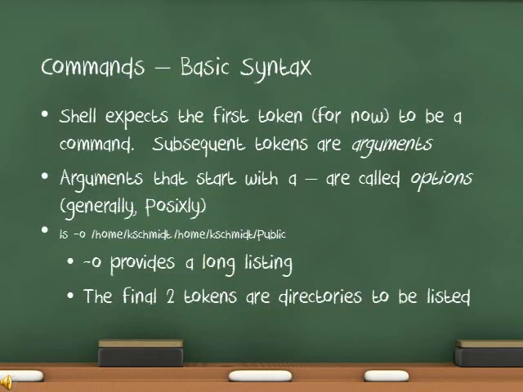Command basic syntax. The shell expects the first token, for now, to be a command. Subsequent tokens are arguments. Arguments that start with a - are called options, generally, POSIXly. In ls -l /home/schmidt /home/schmidt/public, -l provides a long listing. The final two tokens are directories to be listed.